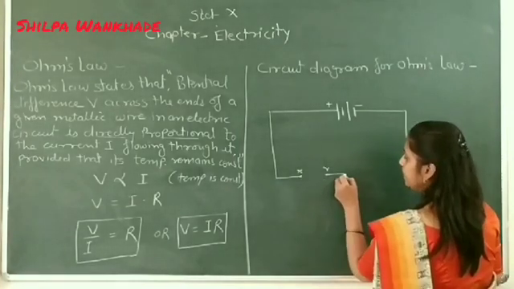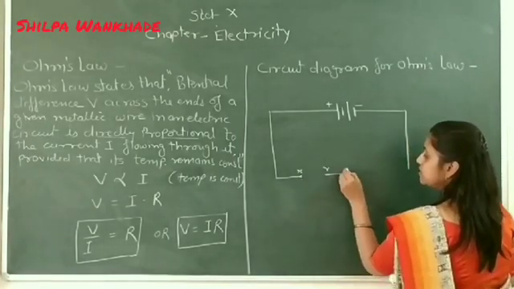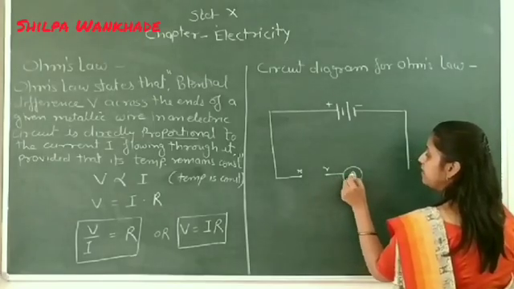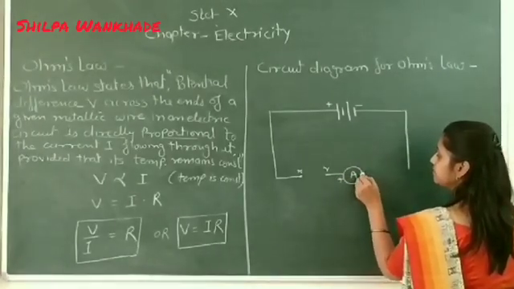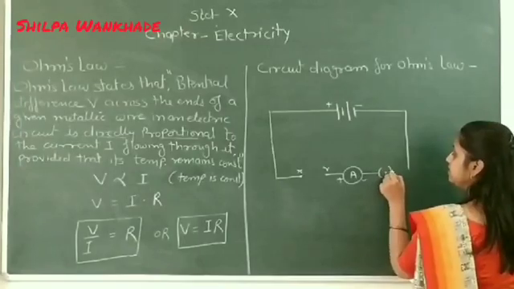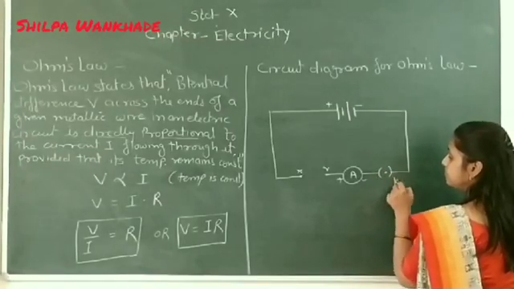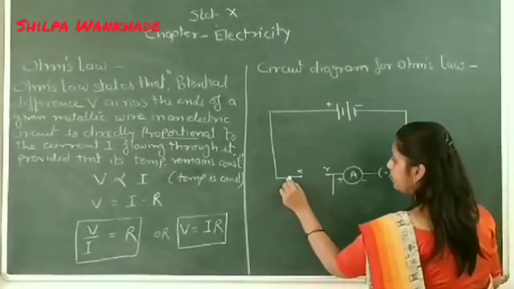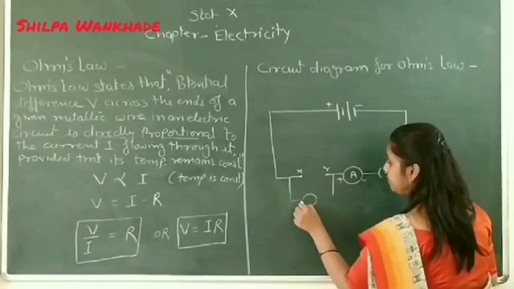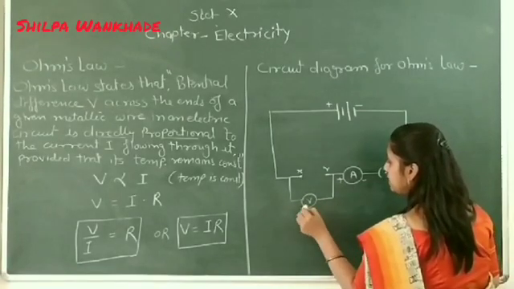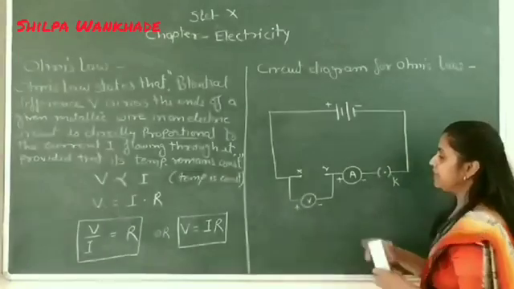Then across this wire, an ammeter is always connected in series, and this is the key. And a voltmeter is always connected in parallel. So in this way we will connect the voltmeter and ammeter.